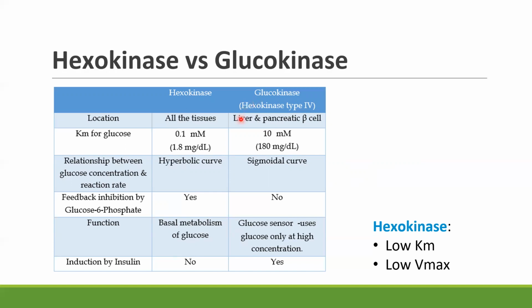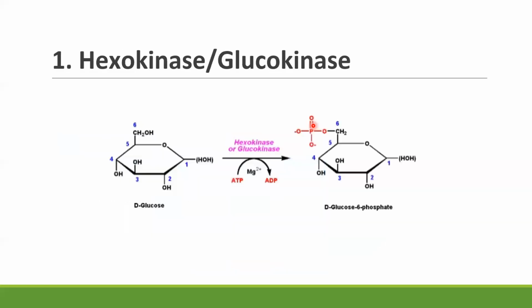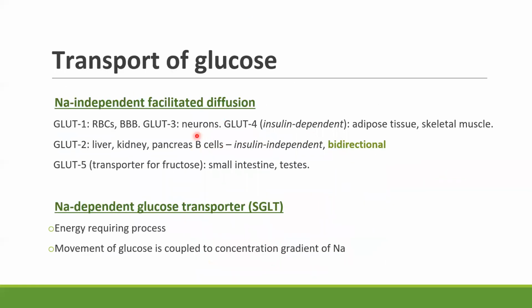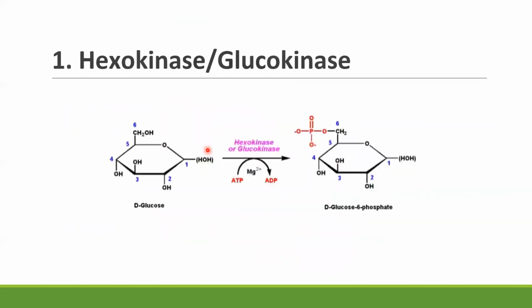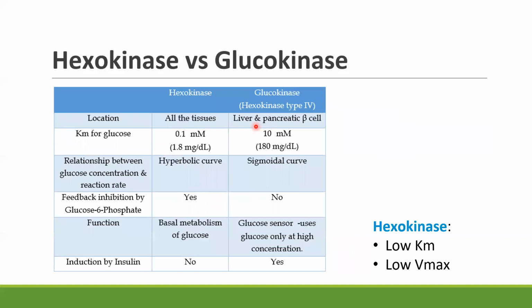The glucokinase is found in the liver and pancreatic beta cells. If I told you that glucokinase is found in the liver and pancreatic beta cells, you should know which type of transporter we should use. I told you that we have a lot of transporters, and some types are used in the liver, kidney, and pancreatic beta cells. It is the GLUT2. So the GLUT2 will be used for the glucokinase because it is found in the liver and pancreatic beta cells, and this is also the glucokinase location. Okay.